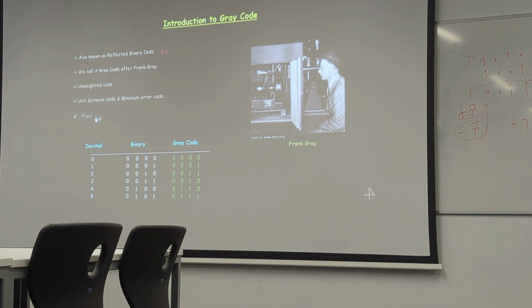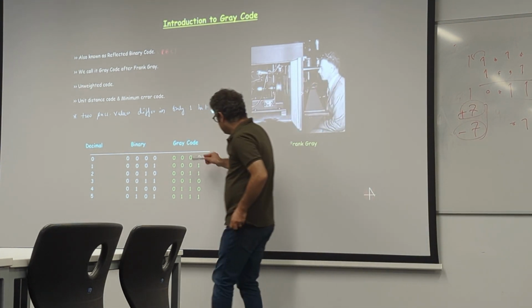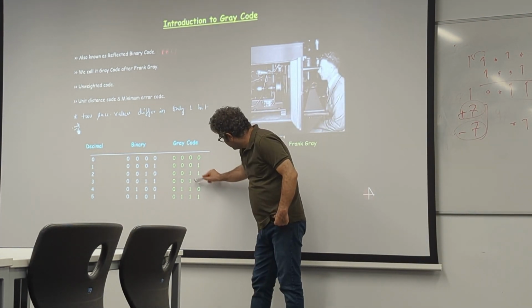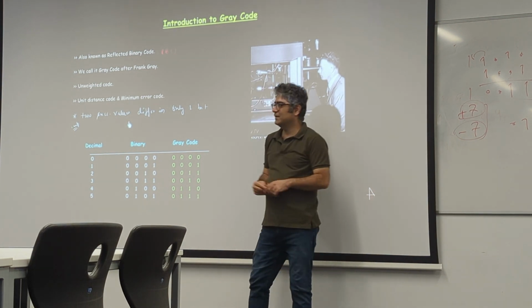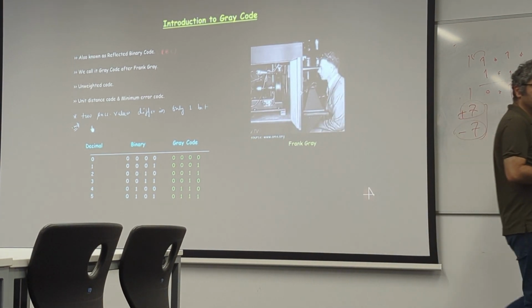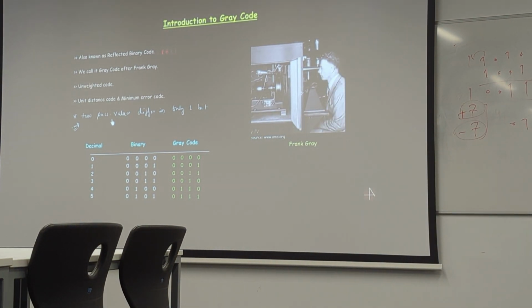Two successive values differ in only one bit. Only one digit changes. And because of this, binary number is converted to gray code to reduce switching operation.